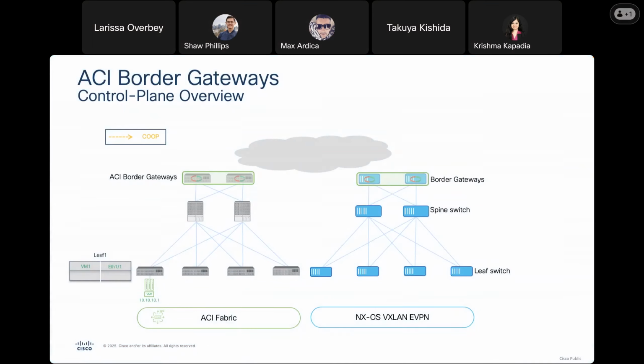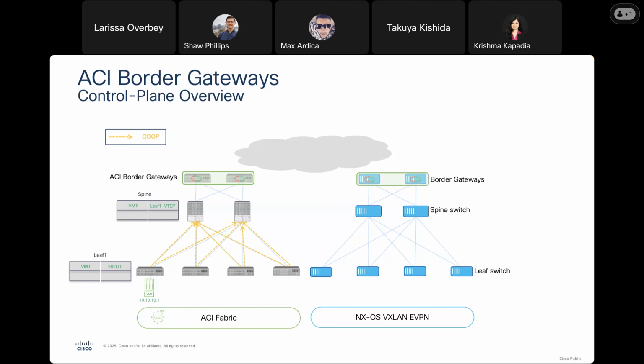So let's go into more details on this and talk about the control plane. Let's look at how the endpoint information is exchanged. We'll start on the ACI fabric. If you're familiar with how the endpoint information is exchanged today in the ACI fabric, it's the same. Same with NXOS. The functionality within the two fabrics is the same. The only change is how that information leverages the border gateways to communicate, and then leverages the spines to communicate outside of their fabric as well as inside their fabric.